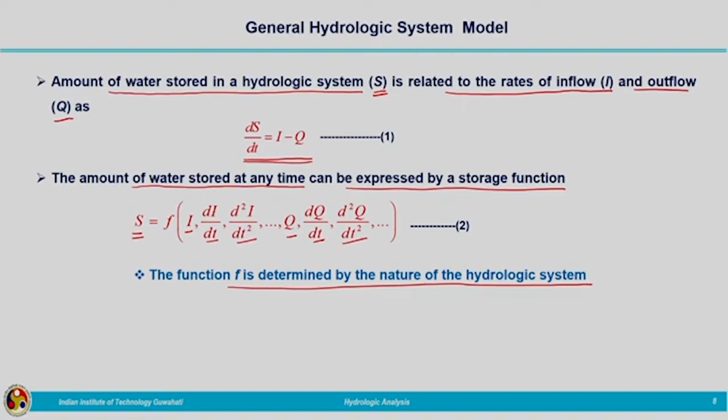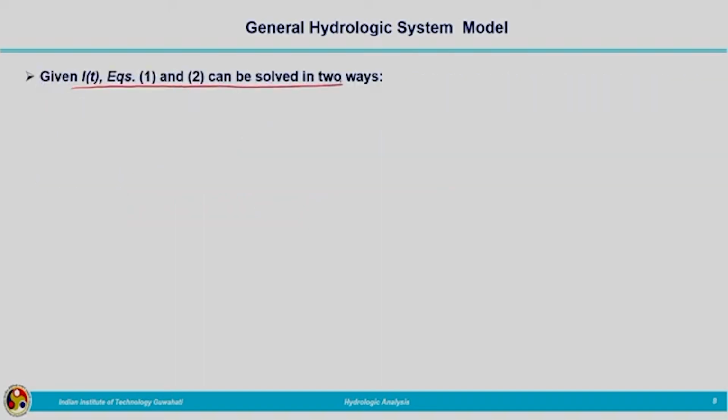Now, given I(t), equations 1 and 2 can be solved in two different ways. One is by means of an analytical method, and the second is by means of a numerical method, that is, an approximate method. This is for your understanding only, I am explaining here. If we have certain equations representing a system, how can it be solved?